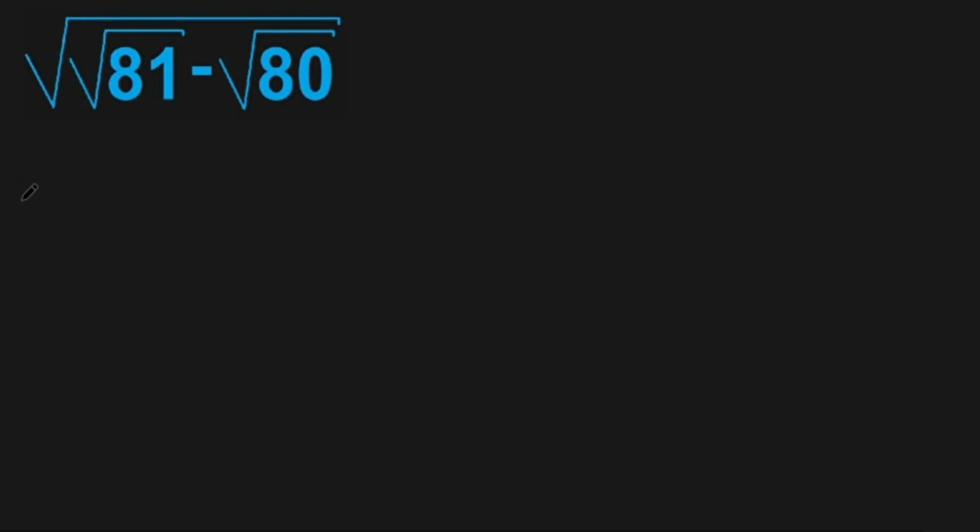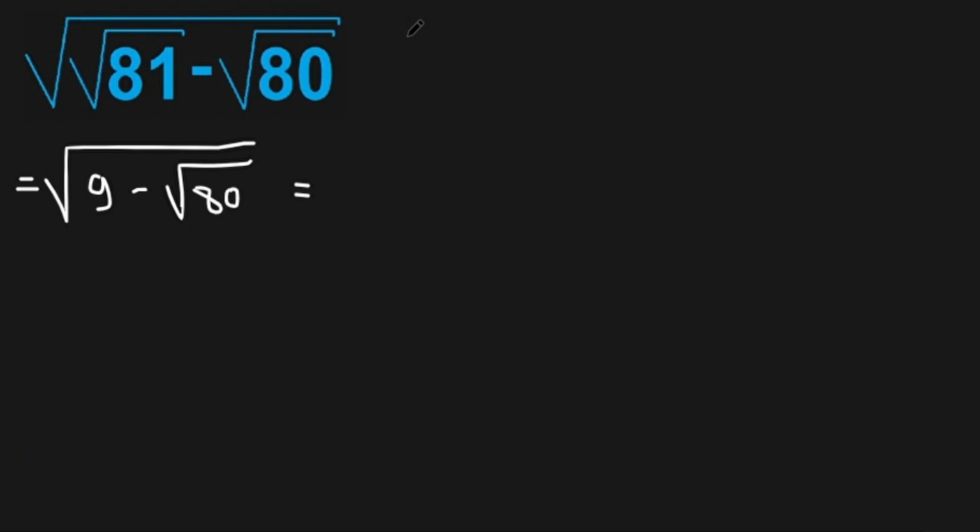Let's try to simplify this interesting algebra problem. Square root of 81 minus square root of 80. Okay, so this equals: square root of 81 is equal to 9. So we have 9 minus square root of 80.